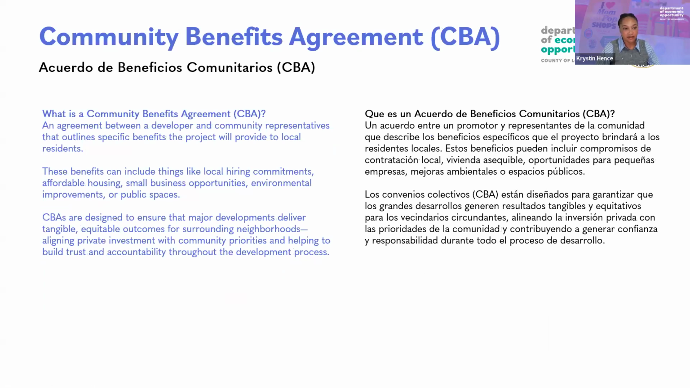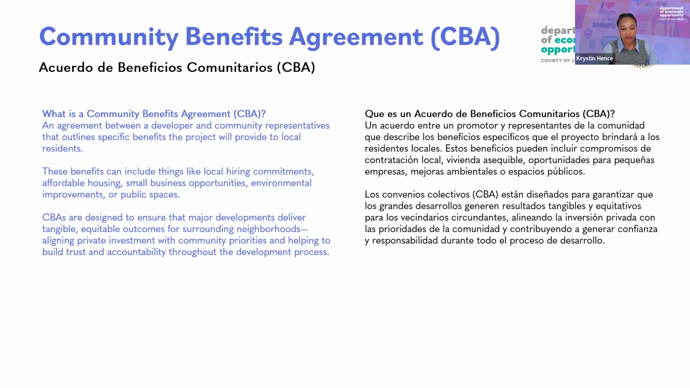I also mentioned a community benefits agreement. This is an agreement between a developer and community representatives that outlines specific benefits the project will provide to local residents. These benefits can be things like local hiring, affordable housing levels, small business opportunities, environmental improvements, and public spaces. And these are ongoing conversations between the community and the developer to figure out how tangible outcomes can be delivered to the neighborhood and ensure that private investment and community priorities are aligned, and helping to build trust and accountability throughout the development process, which starts today, but really is a long-term 20+ year process.